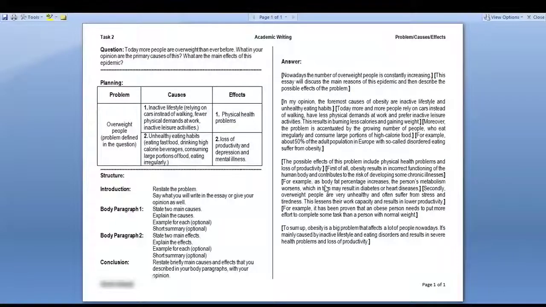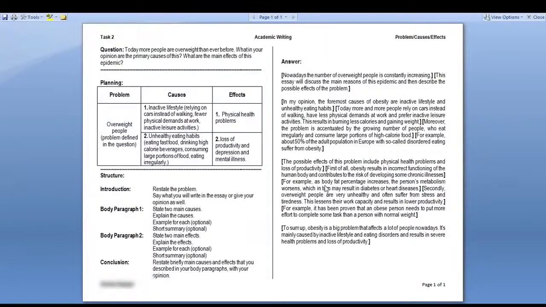The first line of the answer on the right hand side is paraphrasing the question. Now the question was: today more people are overweight than ever before. So we are paraphrasing that. Nowadays, the number of overweight people is constantly increasing. Nothing other than that. Just paraphrasing the same question.